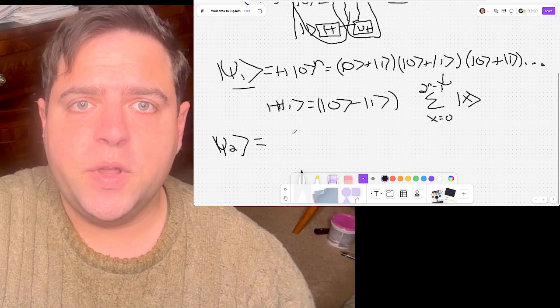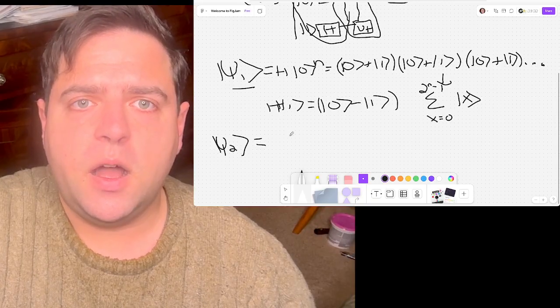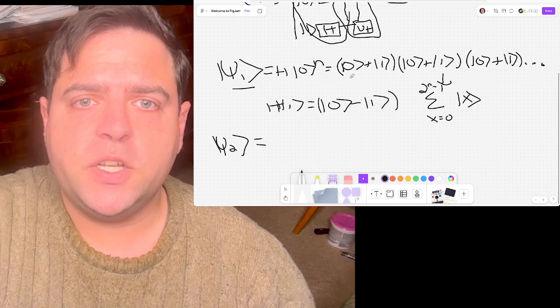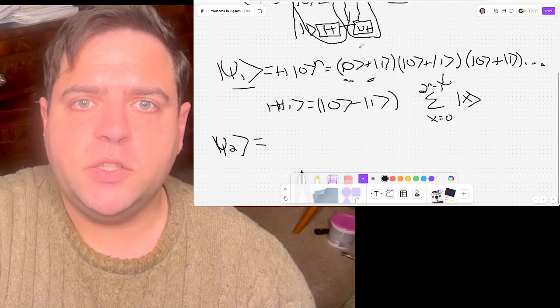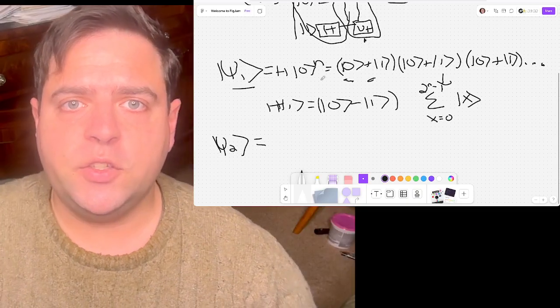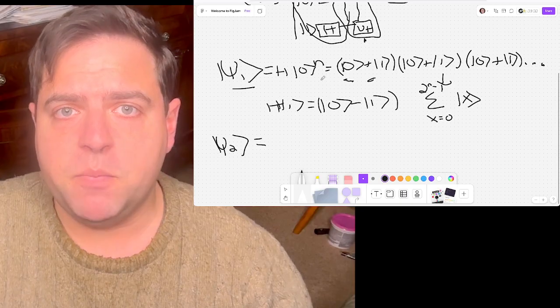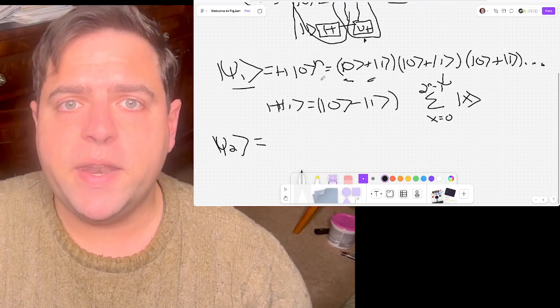And psi 2 is going to be a little bit more interesting than this state here. Remember, these are the control bits up here, the top bits. And down here, what this gate does, this U of F, is if f of x is equal to 0, it does not flip the bit.